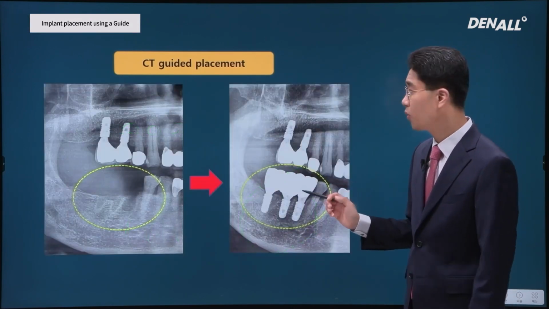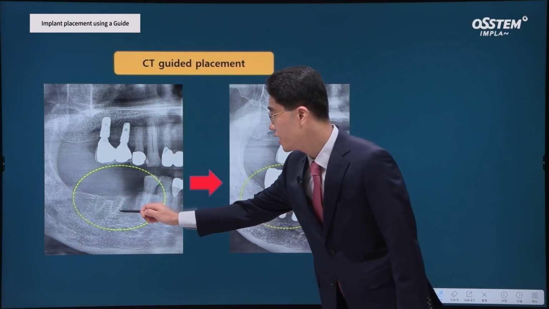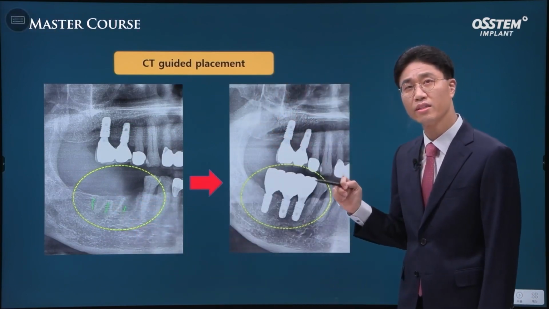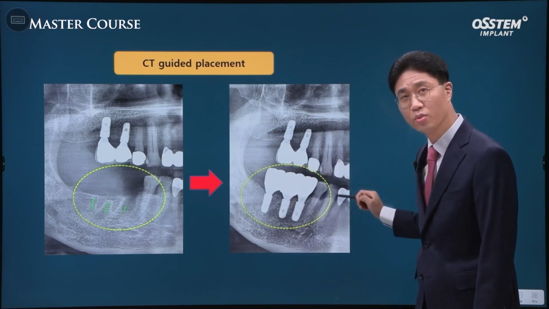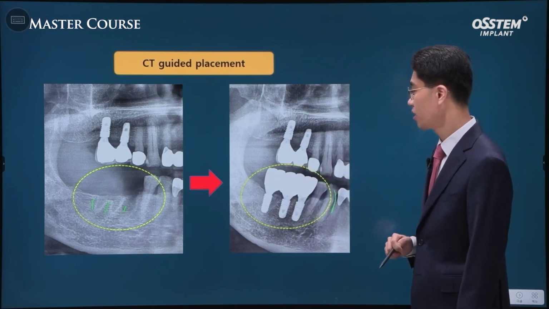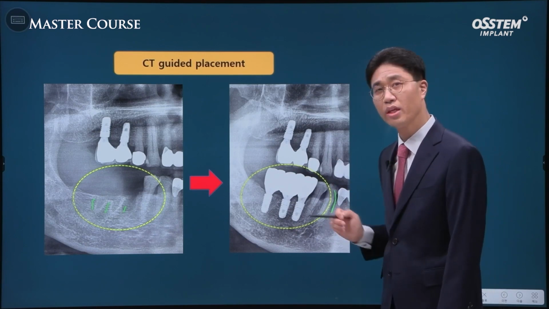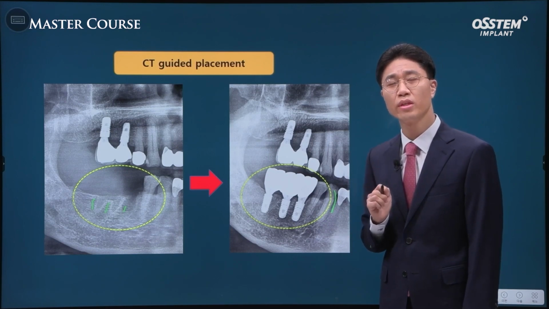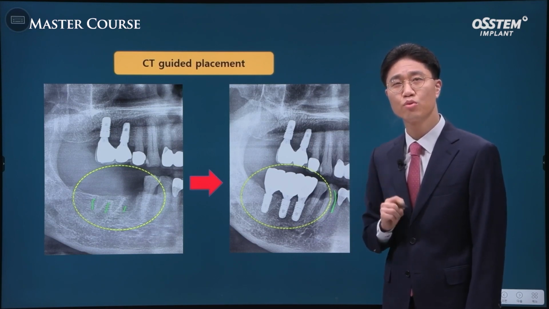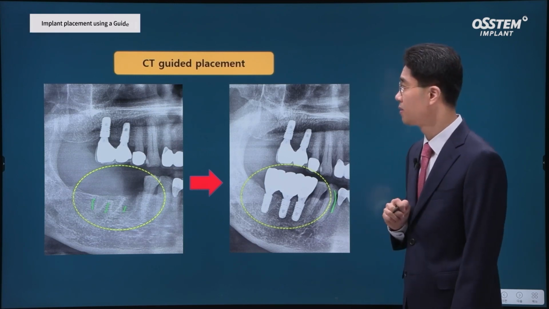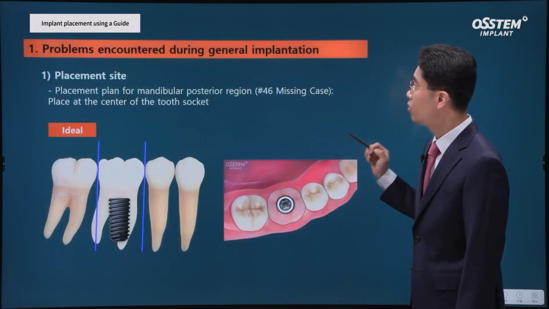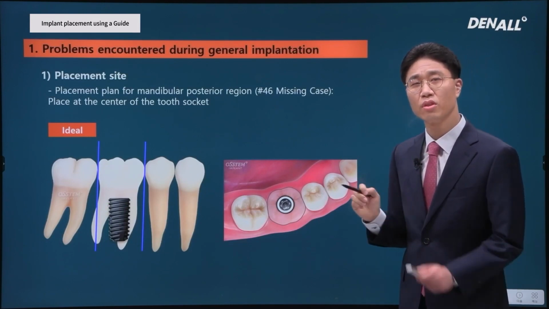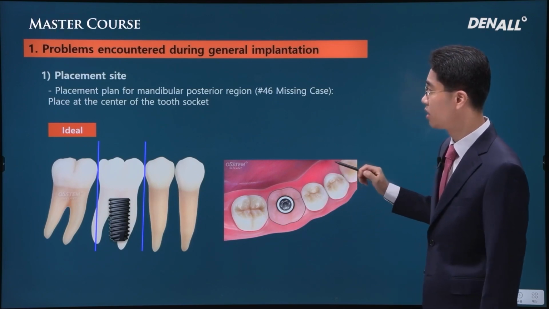If you look at the X-ray image, in order to place 3 teeth in the lower, a guide was used and implants were placed in appropriate positions. I want to talk about clinical situations where implants have been placed in less than ideal positions. Getting the right implant position is very important. If you cannot get the ideal implant position, let's look at different situations.